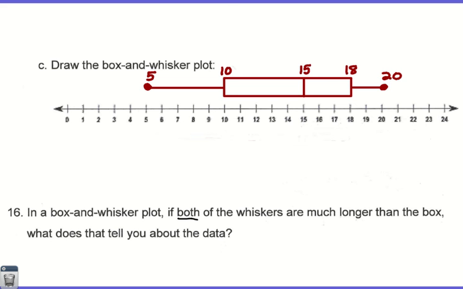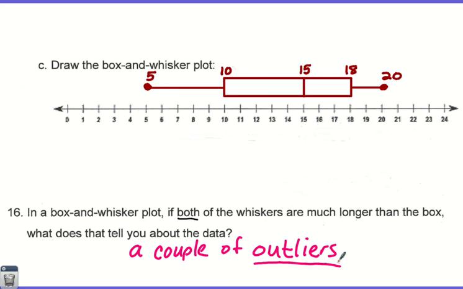So if your whiskers seem abnormally long, that would mean we have a couple of outliers. That's the key word I would need for this answer. You have an outlier that's abnormally low compared to the rest of the data, and you would also have an outlier that's abnormally high compared to the rest of the data.